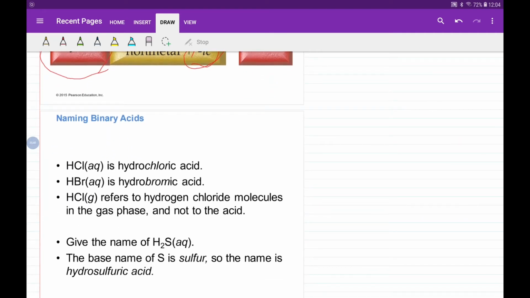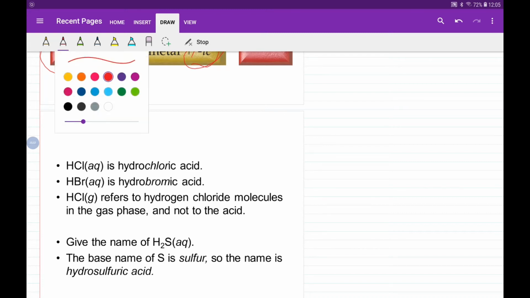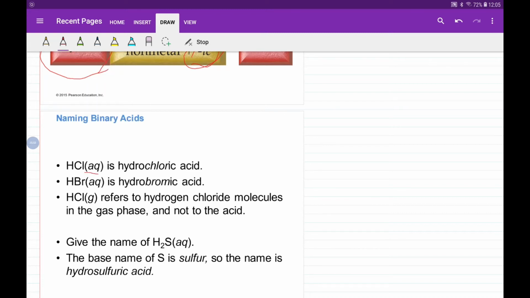Same is true for bromine. It'll be called hydrobromic acid. We need to add that AQ after it. See that AQ? In order to indicate that it's dissolved in water and to differentiate it from the compound when it's not acting as acidic, when it's in gaseous state, for example. So HCl right here, it's hydrogen chloride molecule because it's in the gaseous phase and it's not acting as an acid.